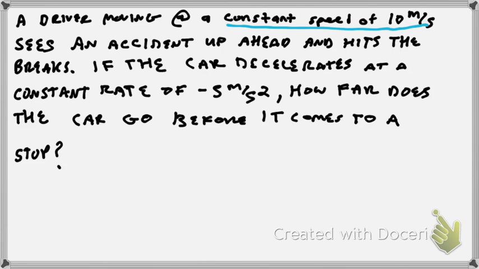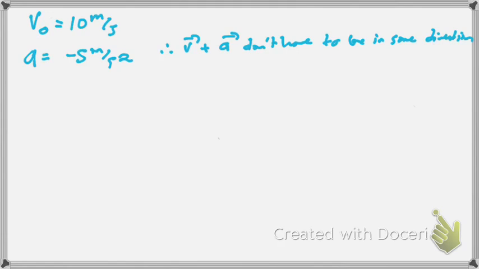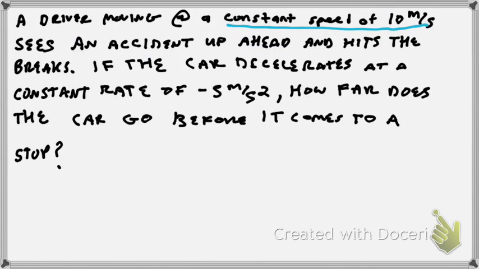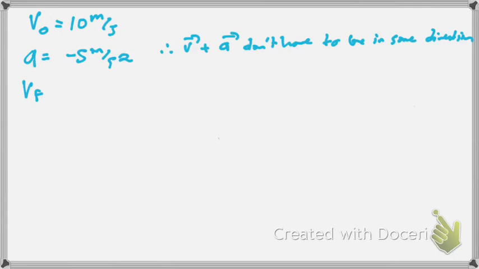If the car decelerates at a constant rate of -5 meters per second squared, how far does the car go before it comes to a stop? All right. So he has come to a stop, right? So they're asking here, how far does the car go before it comes to a stop? So we can assume that it has come to a stop. So V final is 0 meters per second.